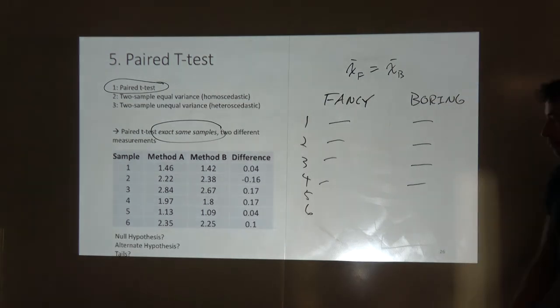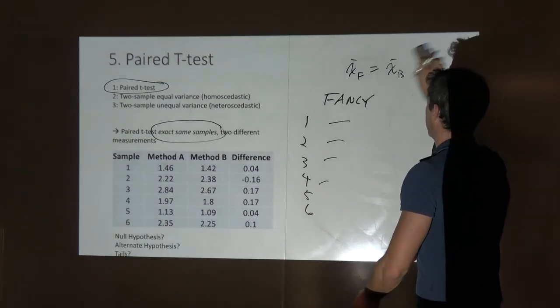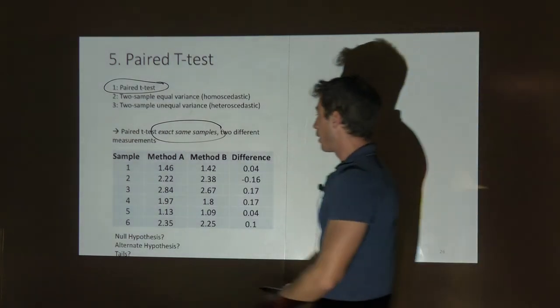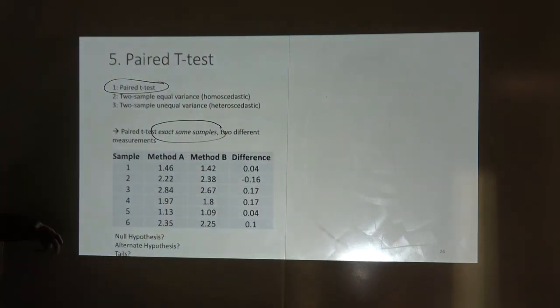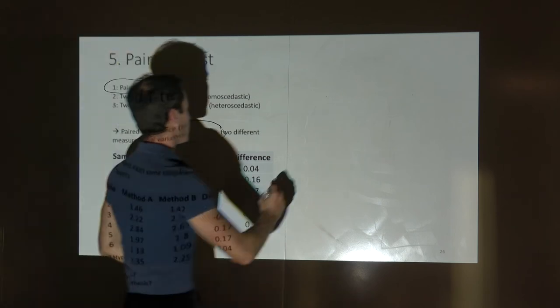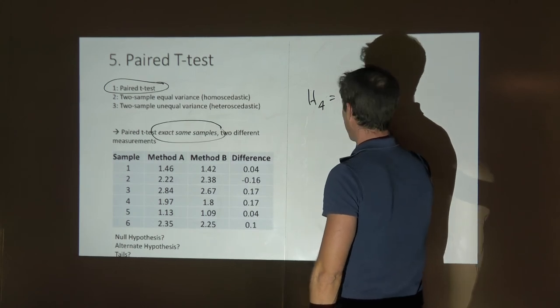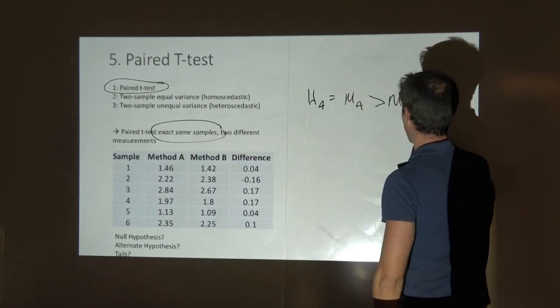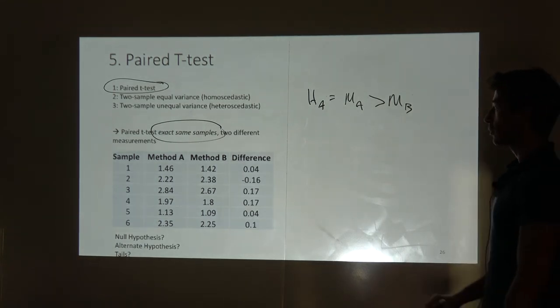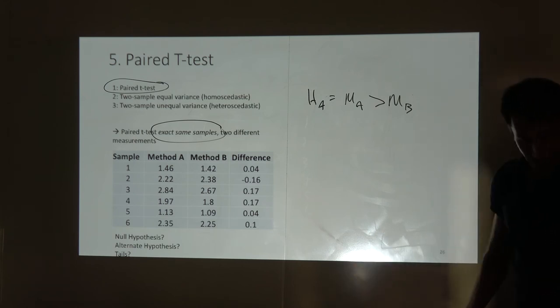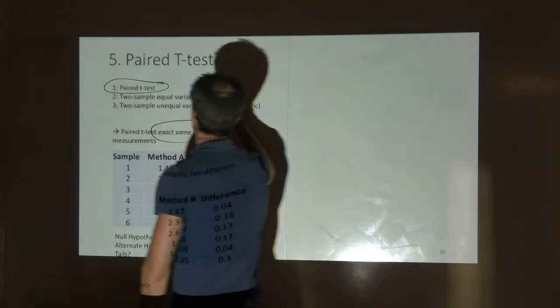Okay, so if you got this data, what would your null hypothesis be? Well, again, the null hypothesis, there is no difference. If I saw this, my alternative hypothesis would be method A gives me bigger values than method B. So the alternative hypothesis is method A is bigger than method B. Okay? So this would make it a one tail or two tail? One tail. Yes. Okay.